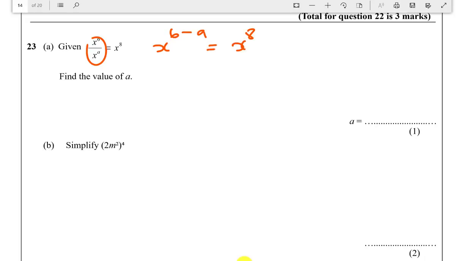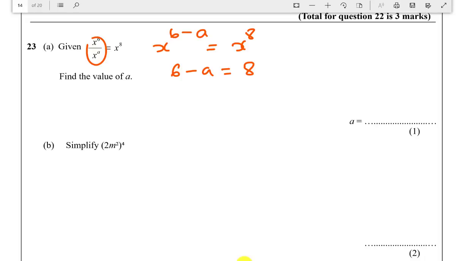Now what we can do is form an equation. And that's an a, by the way, not a 9. 6 take away a is 8. Because the base is the same, we can form this equation. So we can write 6 minus a is equal to 8. And all we have to do is solve this equation to find what the value of a is.